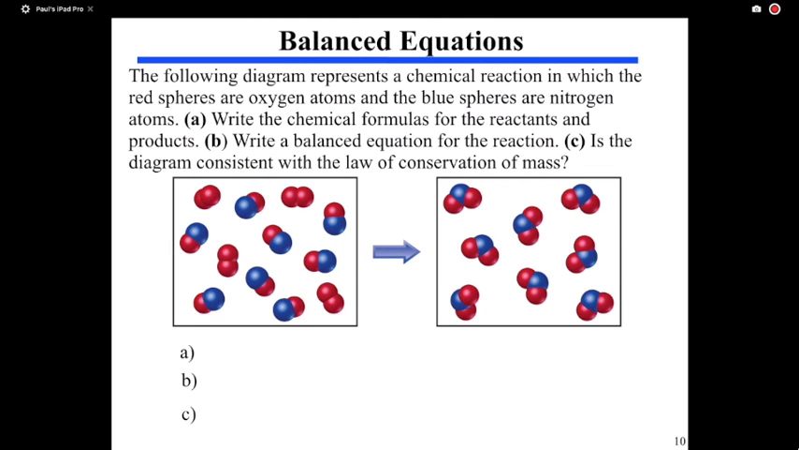And so if I take a look at this, the following diagram represents a chemical reaction. All right? The red spheres are oxygen and the blue spheres are nitrogen. Write a chemical formula for the reactant and the products. What would be the chemical formula for the reactants? What are the things that are reacting? Looking at that picture.